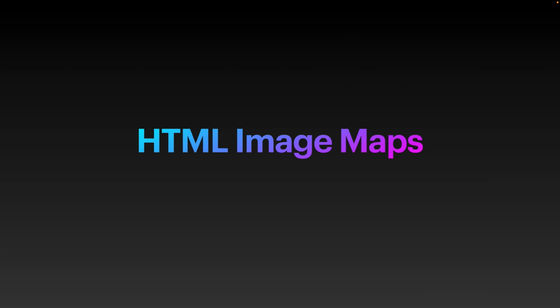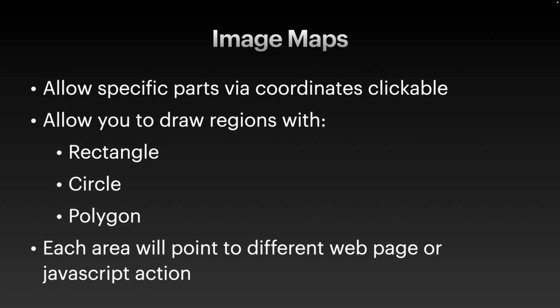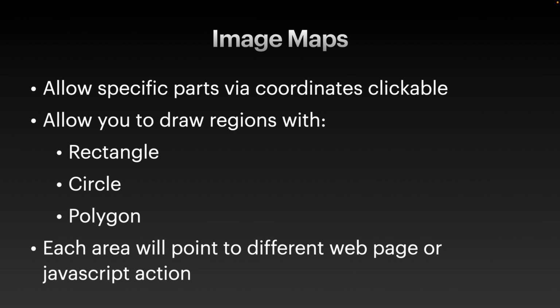Hey, welcome back. Today we're going to take a quick look at image maps, which allow you to make specific parts of an image clickable on a website. Instead of one large link for a whole image, an image map lets you draw regions like rectangles, circles, or polygons so that each area can point to a different web page or action.